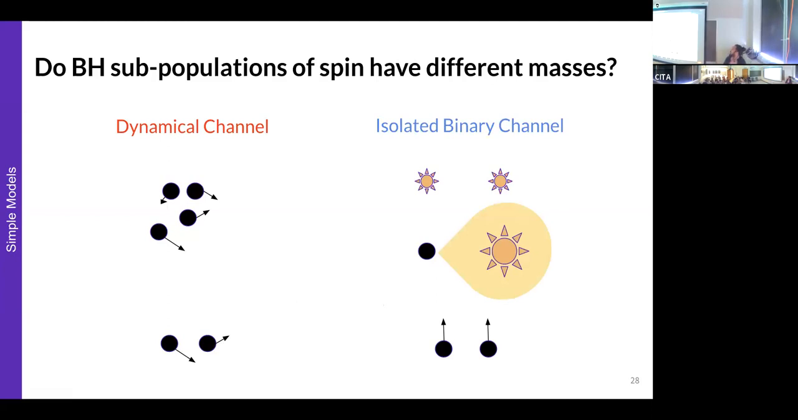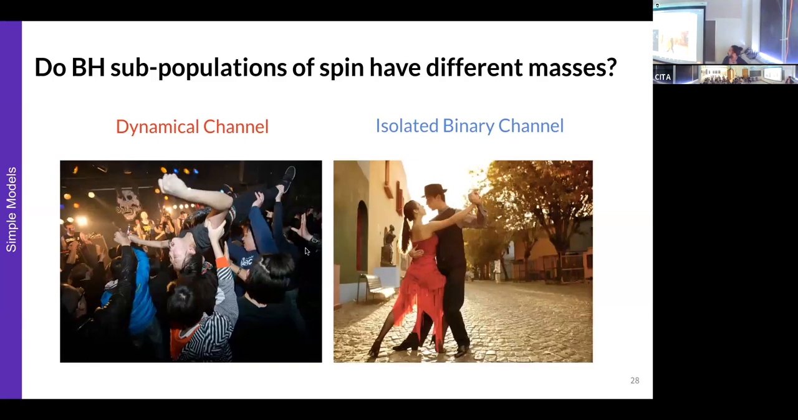In an isolated binary channel where I just have two stars and through some interactions, they eventually become two black holes that can actually merge. In those cases, you'd expect the spins to be preferentially aligned with the orbital angular momentum. Just because the stars are co-evolving together in one binary. So I kind of think about the dynamical channel as like a mosh pit. It's chaotic. And the isolated binary channel is like a tango or something.